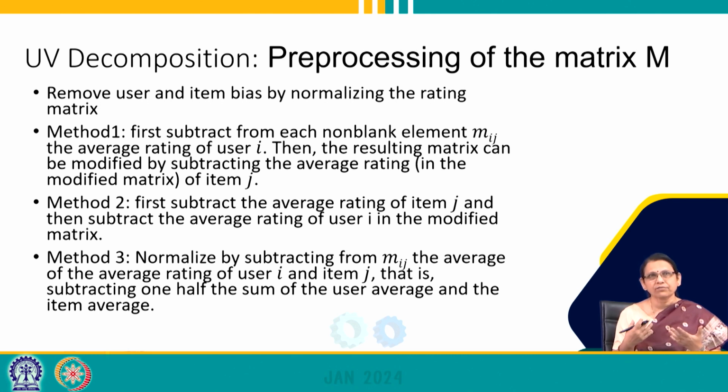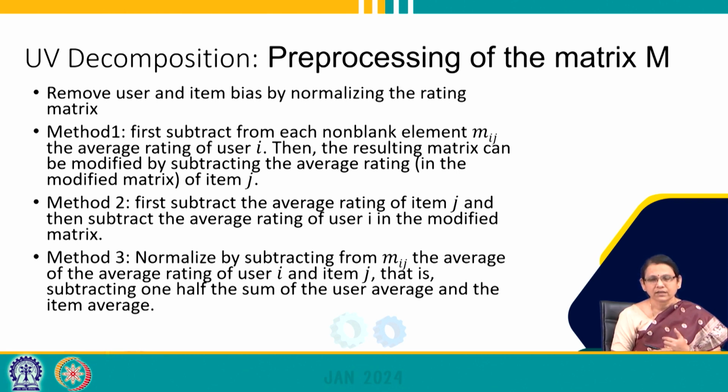So, what kind of pre-processing is necessary? The matrix will be within the range of the data that you are expecting it to be. However, there is some situation here. What is the situation? The situation is there can be bias from the user side or from the item side. So, what is this bias?